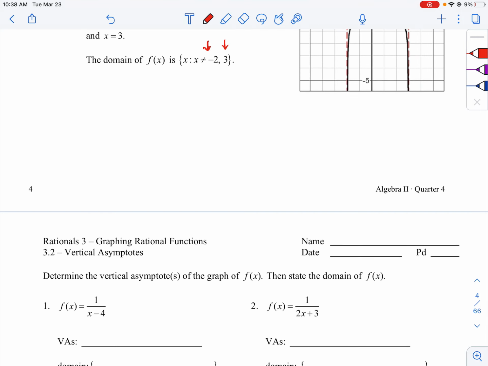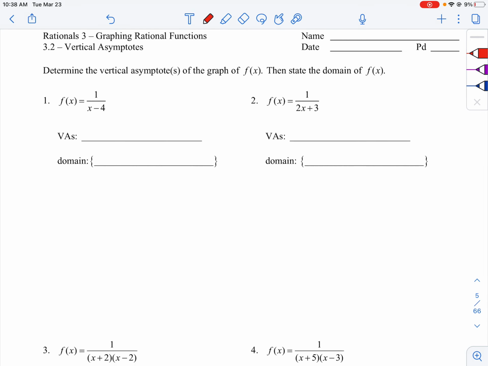Okay, let's have our example. Determine the vertical asymptotes of the graph of f of x, then state the domain of f of x. Let's start with looking at the denominator and making the denominator equal to 0. So I have an x minus 4.